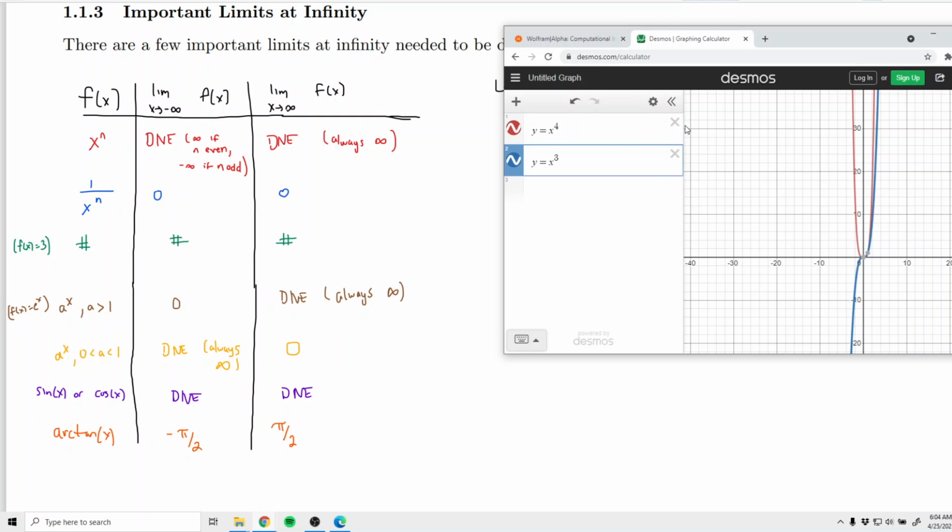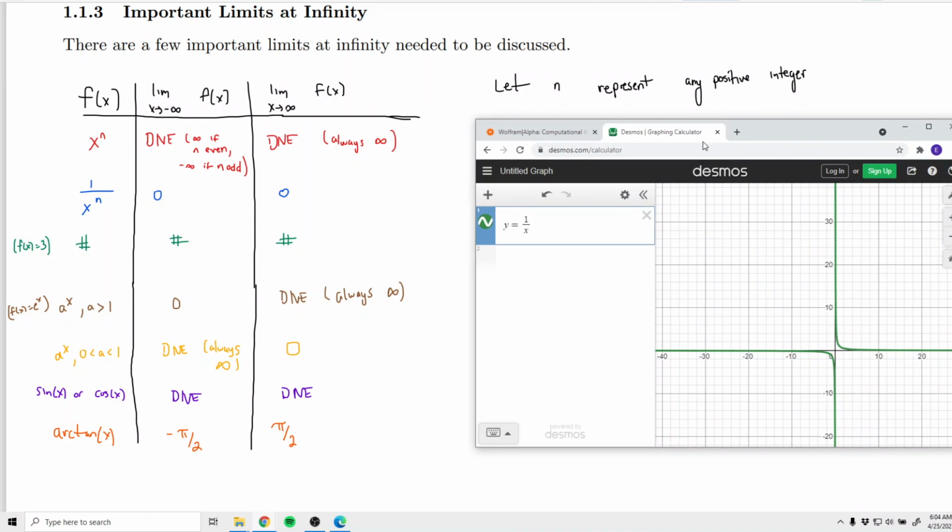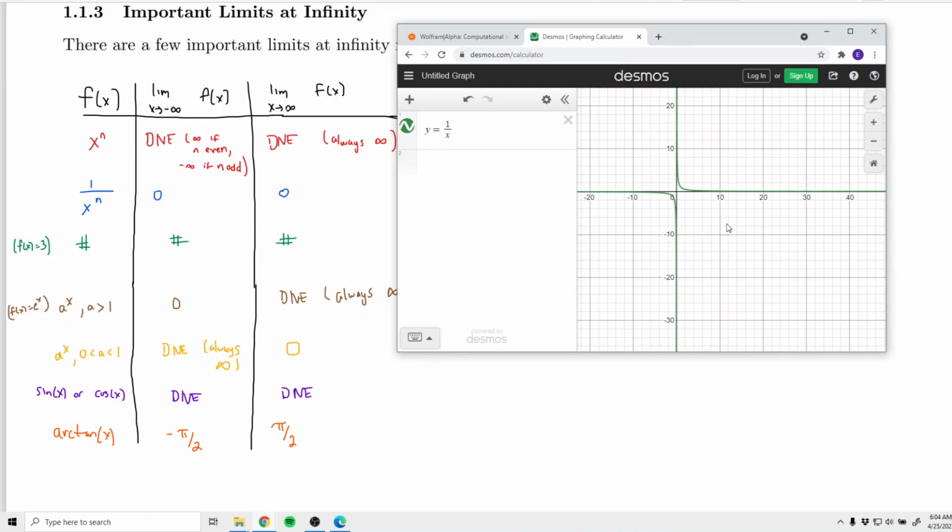All right, what about 1 over x to the n? Well, this is probably the best one there is besides also the number one below. It's because when you have 1 over a power of x, then it's always 0 as you go to the left or the right. So this can be any power of x, by the way, any positive whole number. It doesn't matter if it's even or odd. So 1 over x looks like this.